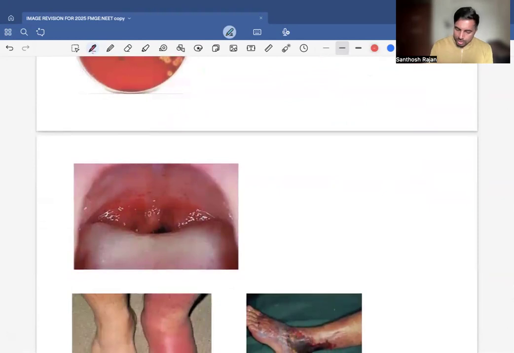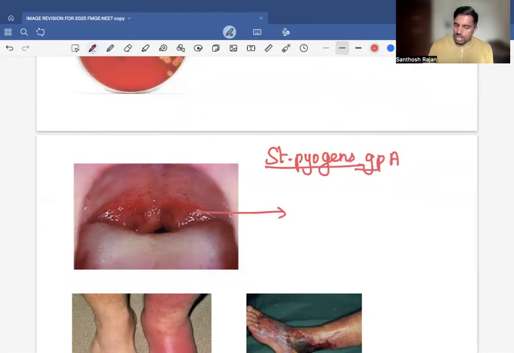And this is Streptococcus pyogenes. When you talk about Streptococcus pyogenes, that is group A Streptococcus. You see the characteristic picture. What is this? Pharyngitis, acute pharyngitis.